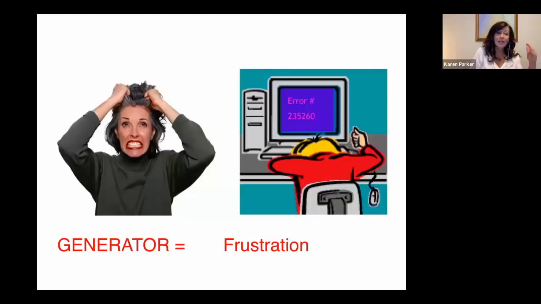And that's the biggest challenge for generator types, because they tend to feel frustrated on those plateaus, and then they quit. Frustration is the symptom of the buildup of momentum and energy that is preparing you for the next cycle of expansion and growth.